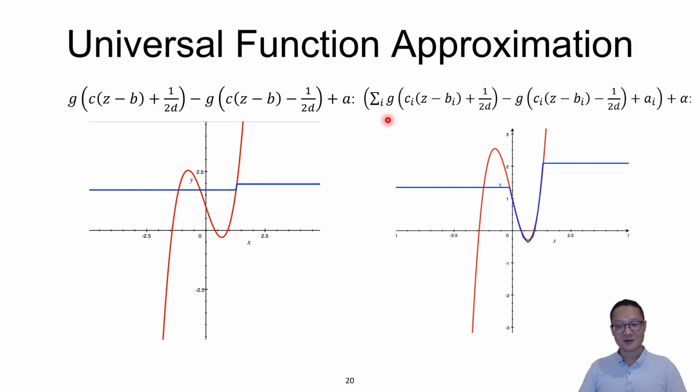But the next thing we need to show is that this function, which can approximate the red function well, is actually a multi-layer perceptron. So we're going to show that next after a 10-minute break.